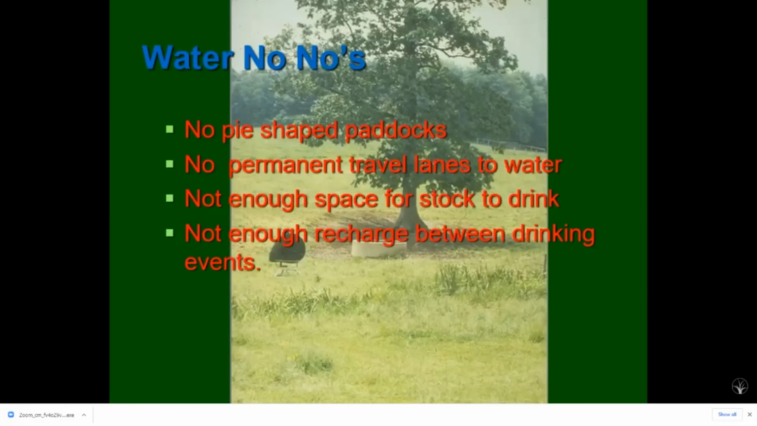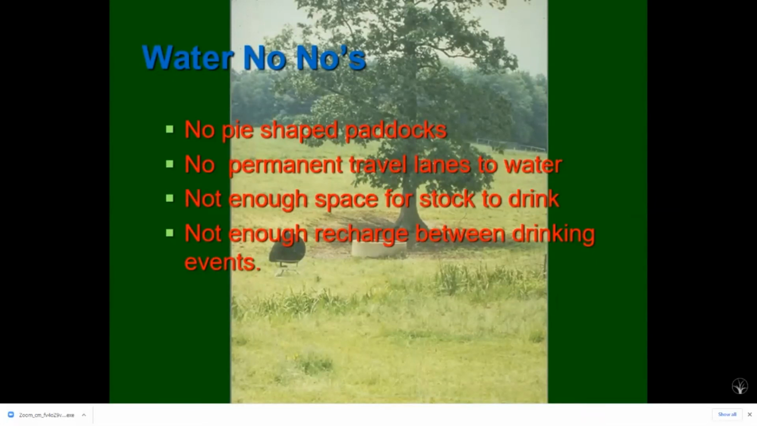And then my water no-nos. This picture gets passed around. I have no idea where it even came from. I've seen it a million times, but there are lots of problems in this picture. A water trough near a stream with a mineral feeder right next to the water trough and a tree. So that becomes a huge nutrient magnet right there next to the stream. One of the big no-nos when it comes to grazing and water management.